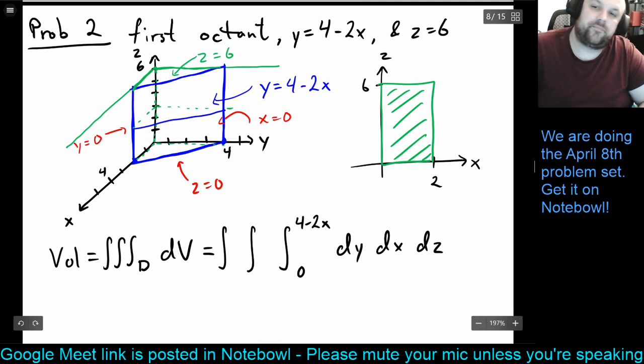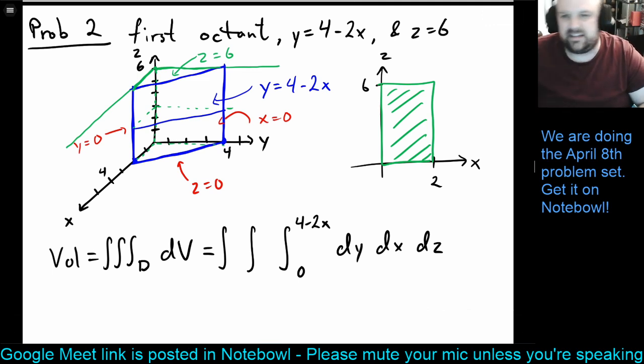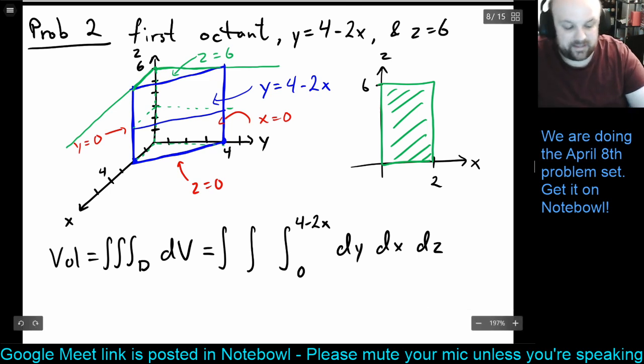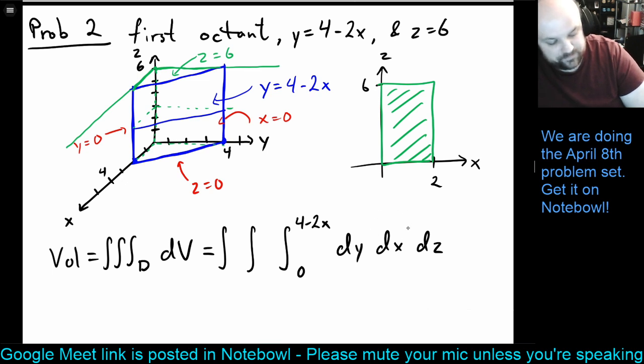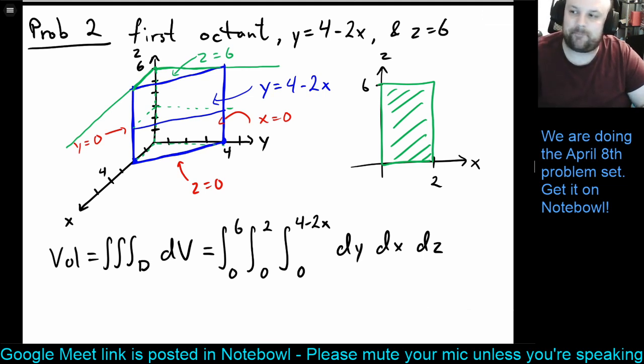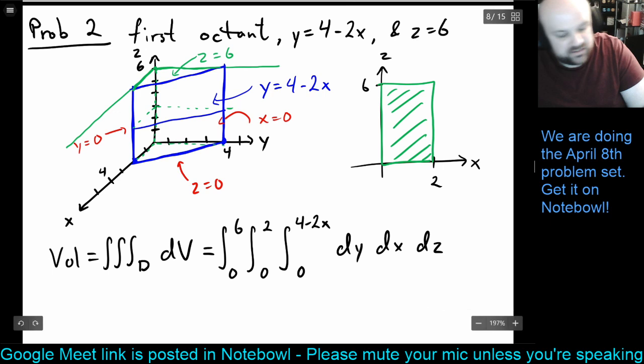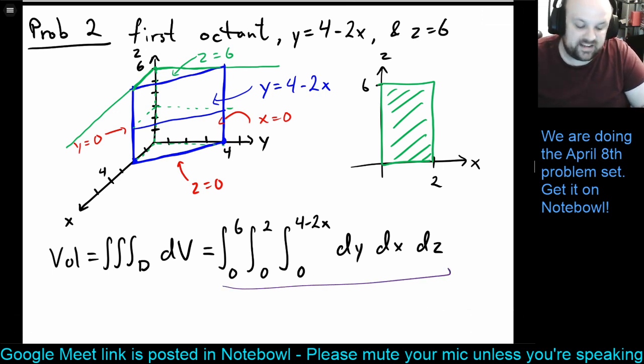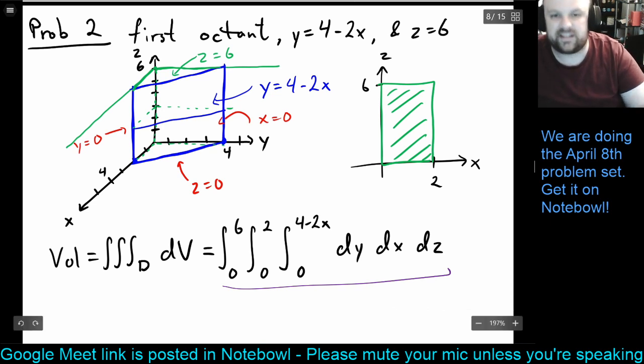That's all we get. Right, so this slanted edge is sort of gone. And so that makes the bounds on this pretty easy to do, right? So x only is from 0 to 2, z is from 0 to 6, because this is just a rectangle. So again, just like with all the double integrals, this is by far the most important part, setting up the bounds, more than anything else.